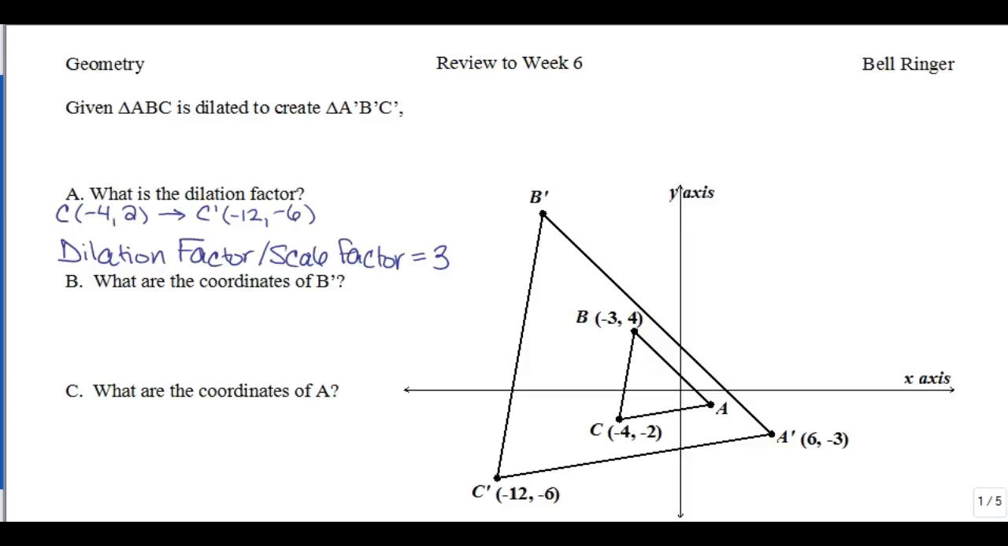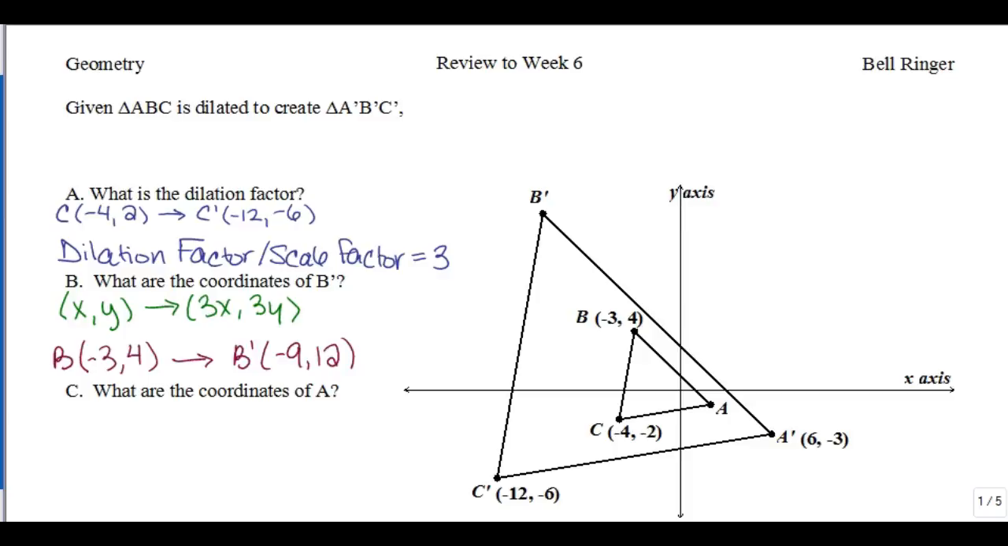Next, we need to find the coordinates of B'. Well, let's determine this rule for dilation. What do I have to do to each x coordinate and to each y coordinate to go from the pre-image to the image? In this case, we multiply both coordinates by 3. Now, if we take a look at point B, what would be our coordinates of B'? The coordinates are -9, 12.